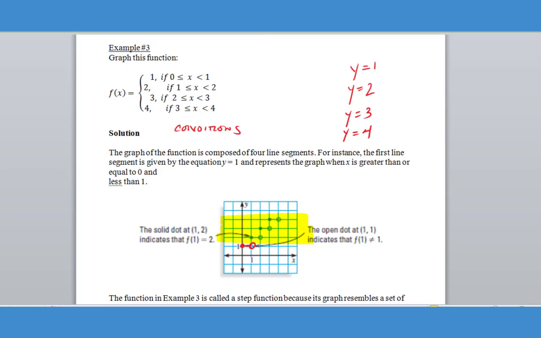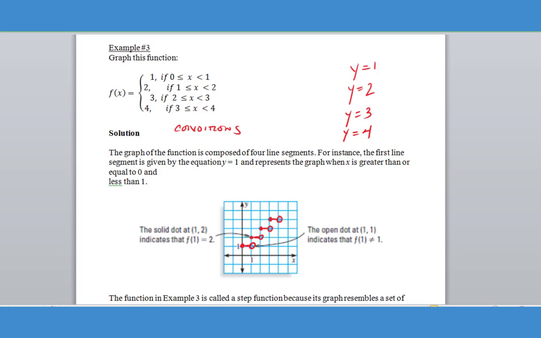So y equals 1, but only between 0 and 1, with a closed dot at 0 and an open dot at 1. And in essence, that's what we've got going on all the way across each of these pieces. You can see the second piece is from 1 to 2. It's closed on 1, open on 2. Y equals 3 is from 2 to 3. And then y equals 4 is from 3 to 4. And then of course we don't need all of those entire horizontal lines. We only have these small pieces of each of these horizontal lines.